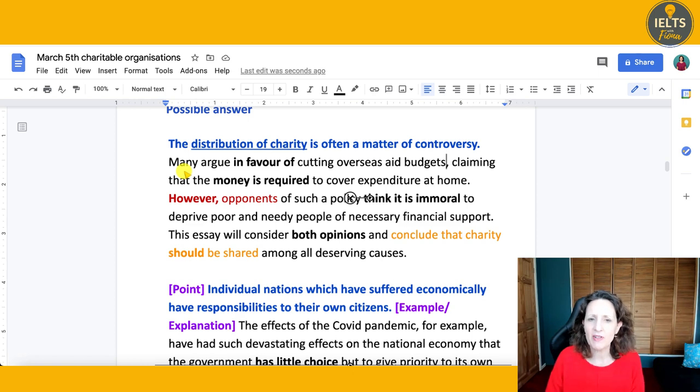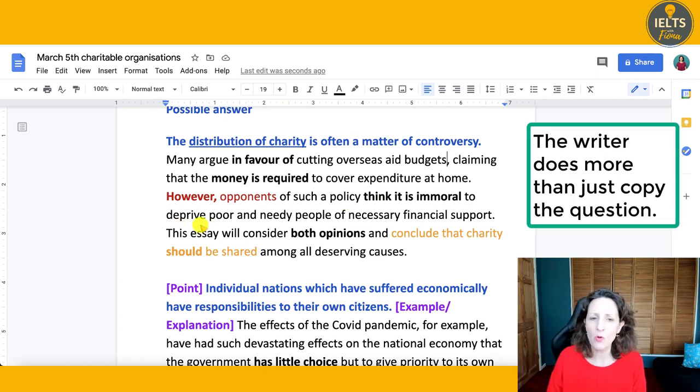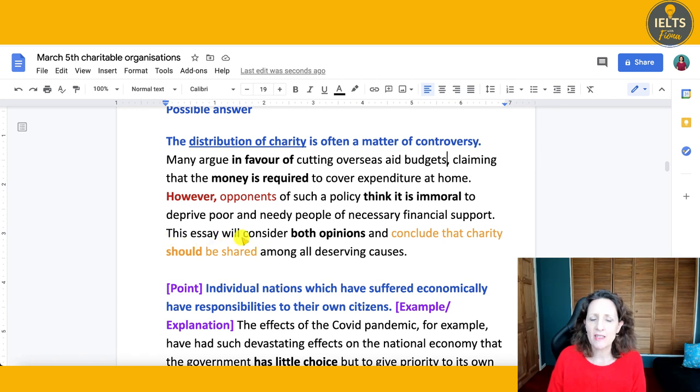Many argue in favour of cutting overseas aid budgets, claiming, so there's a little bit more detail, that the money is required to cover expenditure at home. However, opponents of such a policy think it is immoral to deprive poor and needy people of necessary financial support. So they're not just copying the question, they're referring to it, and they're referring to the background, but they are adding a little more. Then there's the opinion. This essay will consider both and conclude that charity should be shared among all deserving causes.